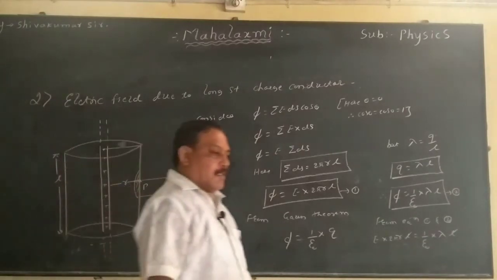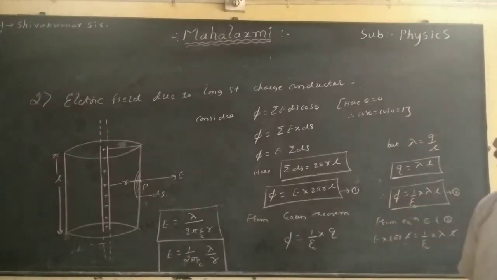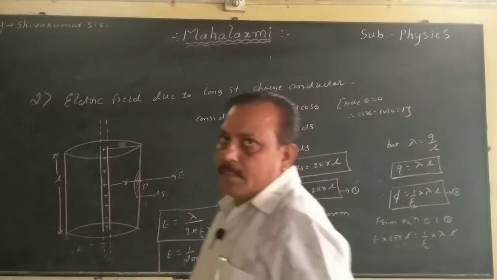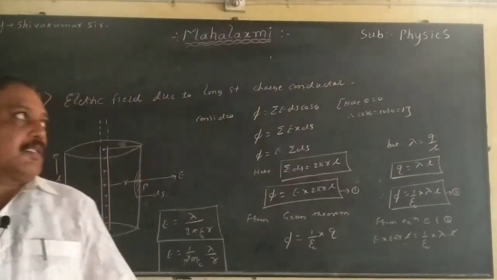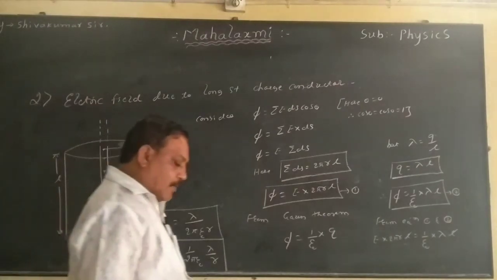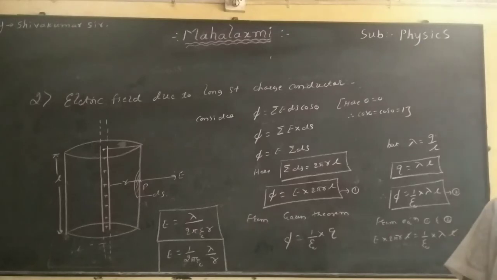Now this is one more derivation for the electric field when the charges are distributed along the length of the conductor. This is nothing but the second important application of Gauss theorem. Just glance at the figure and derivation steps. Then after that, let me come to the last derivation of the application of Gauss theorem.